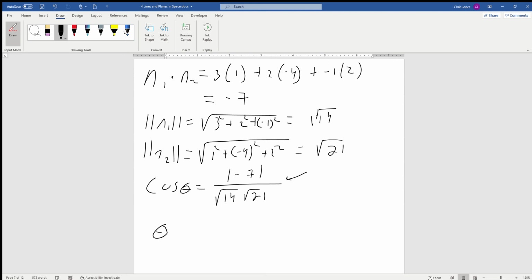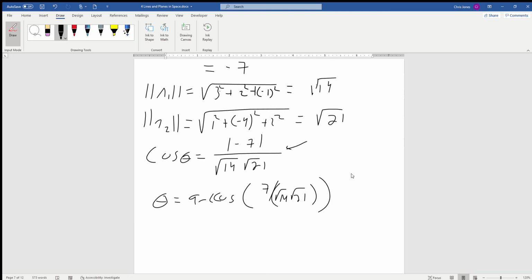So theta is going to be equal to the arccos of 7 over root 14 times root 21. I'm going to approximate this to the nearest hundredth of a degree, because I can. Just give me one moment while I put this into the calculator. 7 over root 14 times root 21, and I get 65.91 degrees.